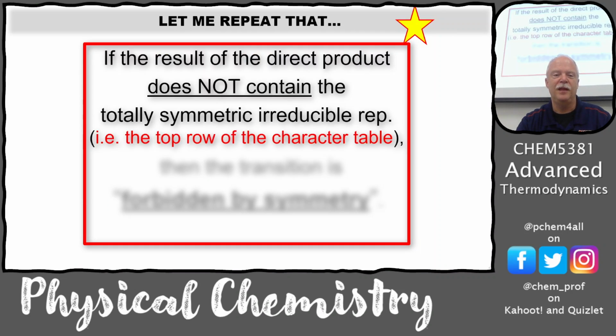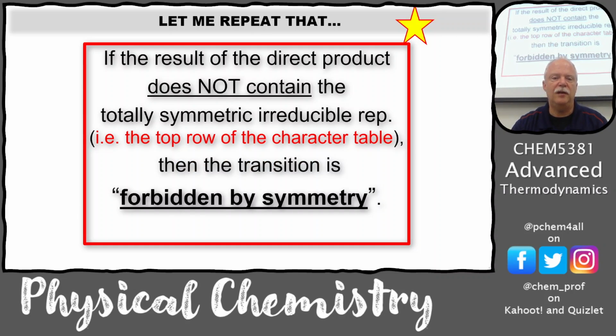Let me repeat, if it doesn't contain the top row of the character table in that huge integral, and a lot of times it's a bunch of terms plus each other, so you might have E1 plus E2 plus A2 plus A1. If you see that A1, that's the top row, and that's contained inside that integral, that little piece will be allowed. Just think about when you did your calculus, you had a bunch of terms plus and minus in there. And if any one of those terms was non-zero, then the overall result was non-zero, even if all the other terms were 0. And so we call this forbidden by symmetry if it doesn't contain the top row symmetry.